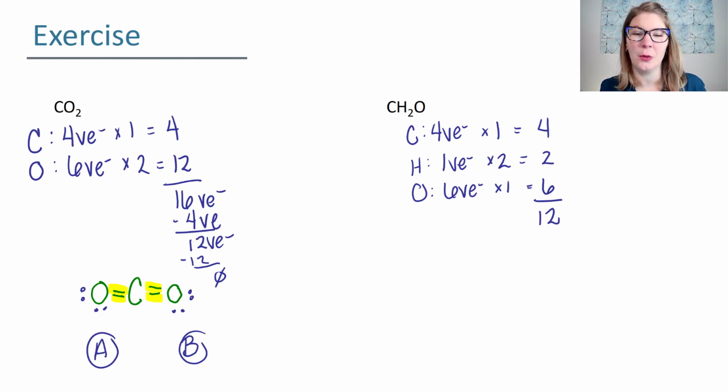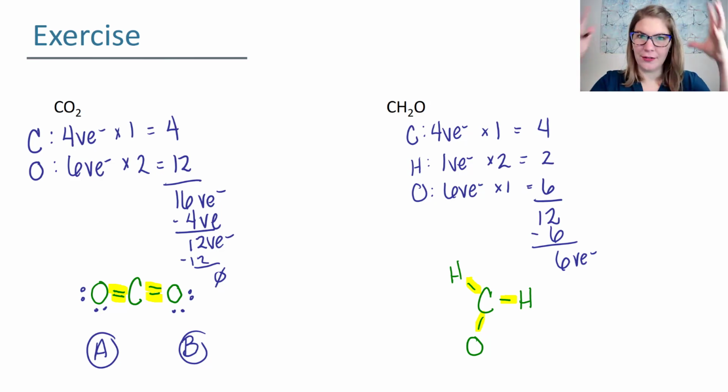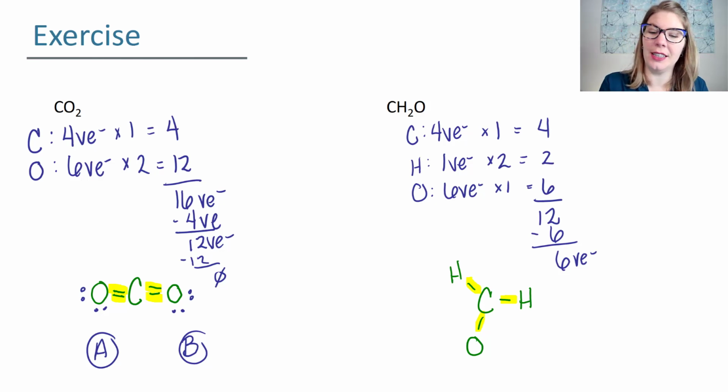Now let's do the same thing with CH2O. Carbon is still going to be our central atom here. So I've got a carbon, a hydrogen, and an oxygen. So I've used 6 electrons, 2, 4, 6, so I have 6 electrons left to use. I'm going to fill my outer shell first. So I fill my exterior atom's valence shell, and I look at my hydrogens. They can't take any more electrons, so I leave them be and I put electrons on my oxygen.